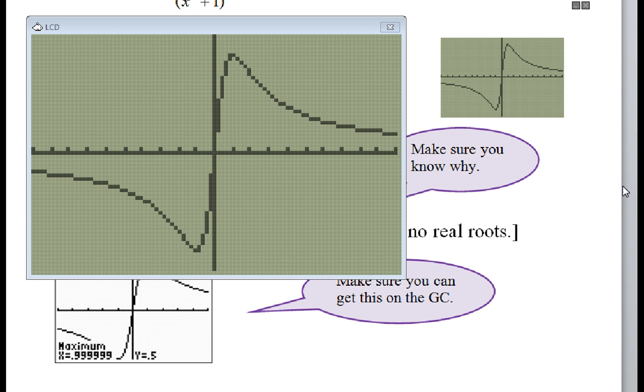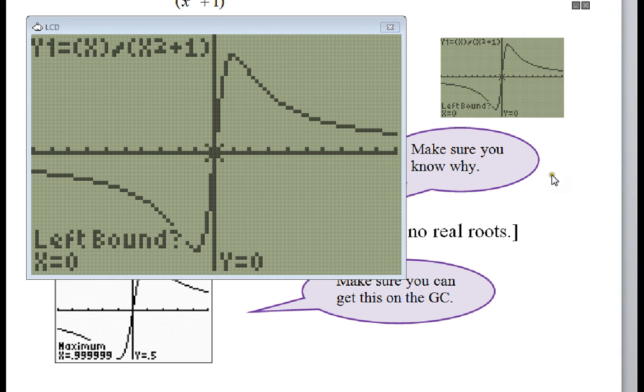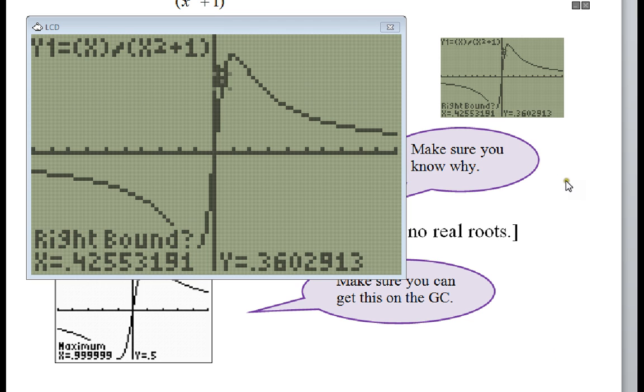Now let's try and find the maximum and minimum points. If we had not found them algebraically, can we find them by GC? Yes. Okay? Second, calculate. Let's say I want to find the maximum point. That means I want to find this one. Okay? So left bound, enter. Right bound, enter.